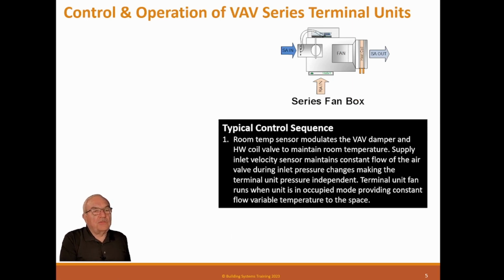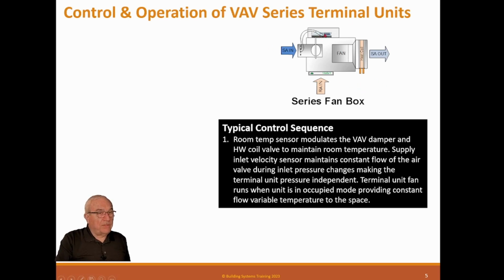The room temperature sensor modulates the VAV damper and the hot water coil valve to maintain room temperature. Supply inlet velocity sensor maintains constant flow of the air valve during the pressure changes, making the terminal unit pressure independent. Terminal unit fan runs when it is in the occupied mode, providing constant flow of variable temperature to the space. It's really simple flow, but you have to know that this is the kind of box.